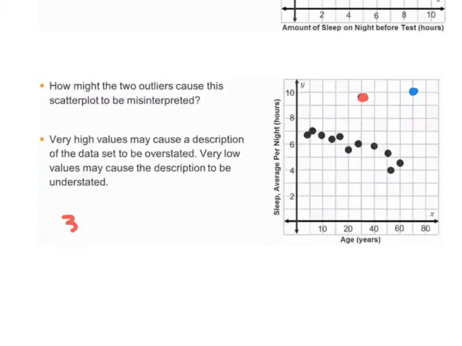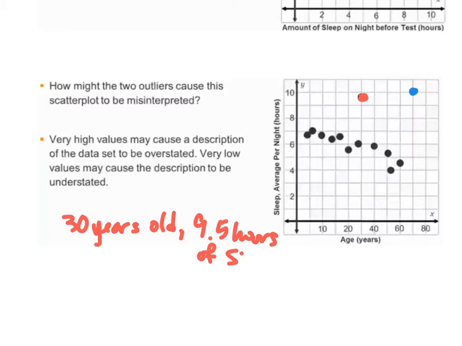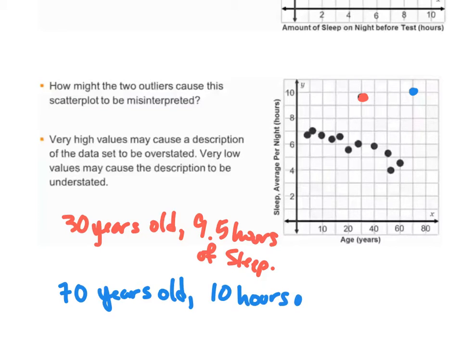So what this says, the person that's in red, that person is 30 years old, okay, 30 years old, and they're getting about 9.5 hours of sleep. And that's what that's saying, okay? The next person is 70 years old, okay? So 70 years old, and they're getting 10 hours of sleep, okay?